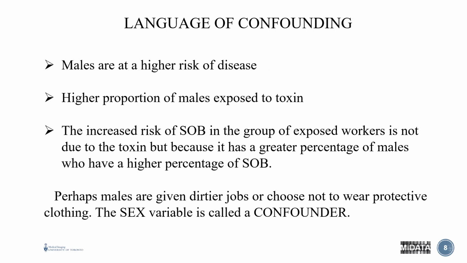Let's make sense of our results. So males are at a higher risk of disease. And there is a higher proportion of males exposed to the toxin. So the increased risk of SOB in the group of exposed workers is not due to the toxin, but because it has a greater percentage of males who have a higher percentage of SOB. So perhaps males are given dirtier jobs or choose not to wear protective clothing. So the sex variable is called a confounder.